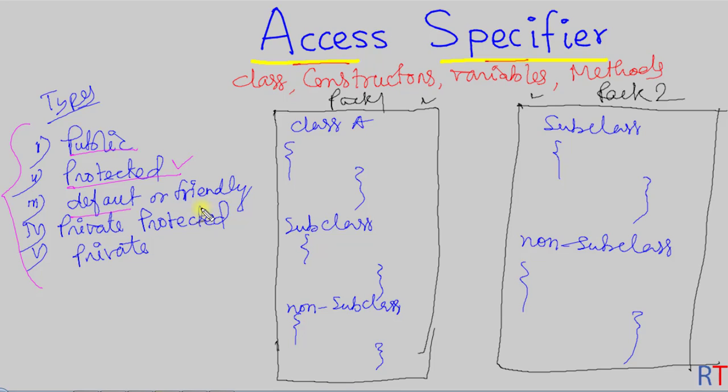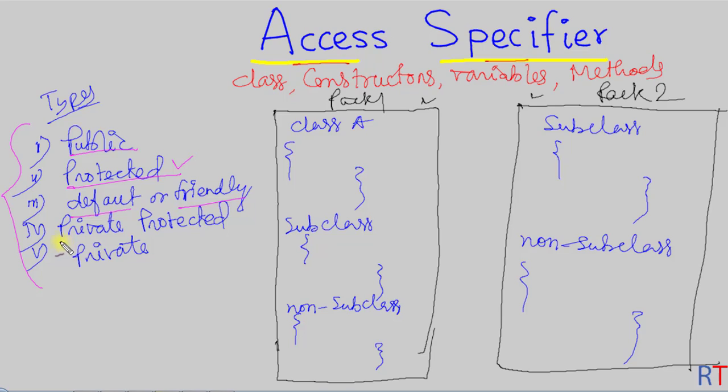Now talk about default or friendly access specifier. When inside the class we create one member without any access specifier, then this will be taken as default or friendly access specifier, and this member will be accessible from subclass in the same package and also will be accessible from non-subclass in the same package, but it will not be accessible from subclass in the other package and also non-subclass in the other package. The default or friendly access specifier is also called package friendly because members with default access specifier will only be available inside the same package. Like in this case, the member is only accessible inside package 1.